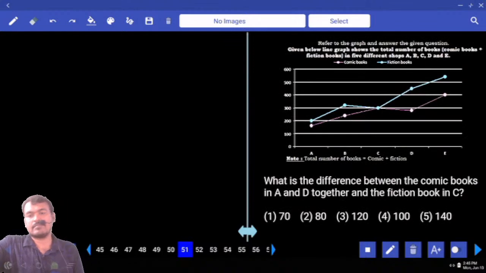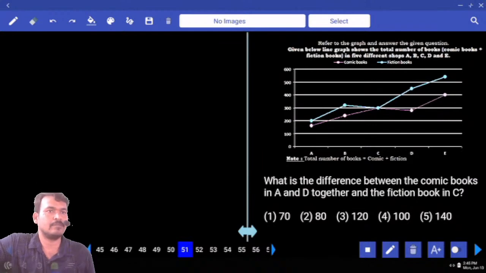Line diagram is given. The given line diagram shows the total number of books, comic plus fiction books, in 5 different shops A, B, C, D and E or not? And from 0 to 100 how many lines are given? 5 or 4? 5 lines. 0 to 20, 20 to 40, 40 to 60, 60 to 80 and 80 to 100. Every value is a multiple of 20 or not?